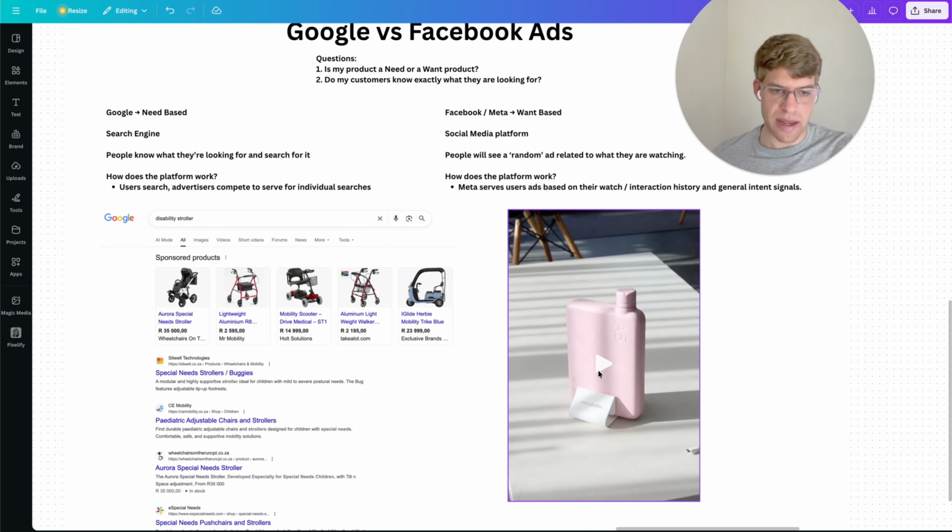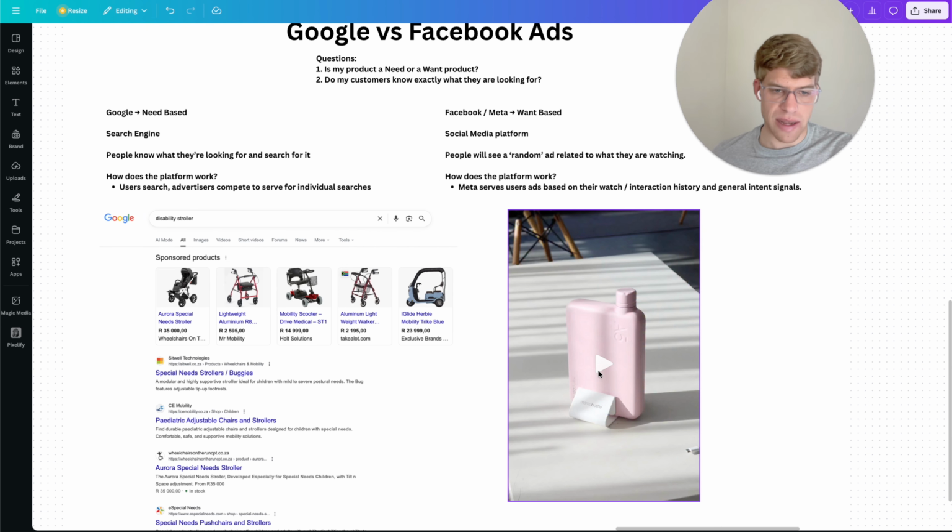On the other hand, we've got a disability stroller. This demographic is very aware that they need this specific product, and if someone was looking to buy a product similar to this, they're not going to be on Facebook watching reels around disability strollers, disabilities, etc. They're going to be in a search engine searching for a disability stroller, comparing prices, specs, etc. So therefore, if you're selling a product like this, which is obviously a need-based product, a search engine is more applicable for this specific product.